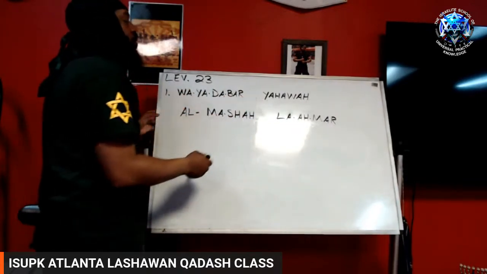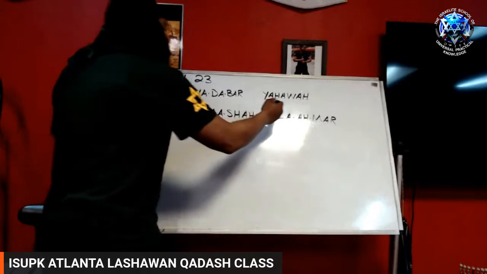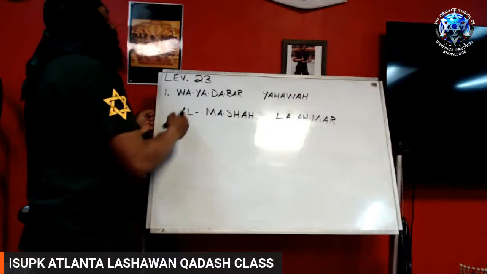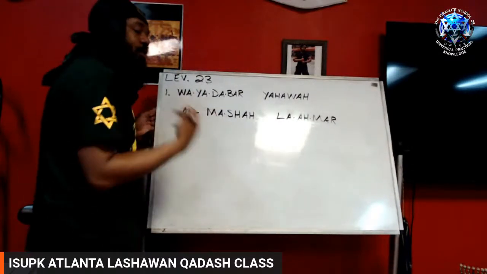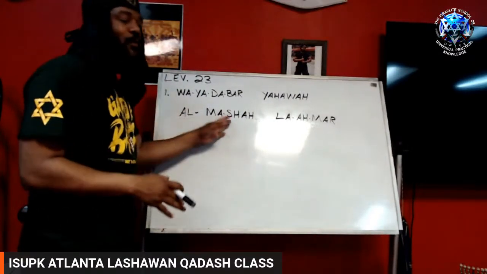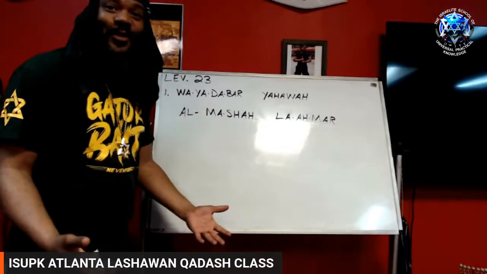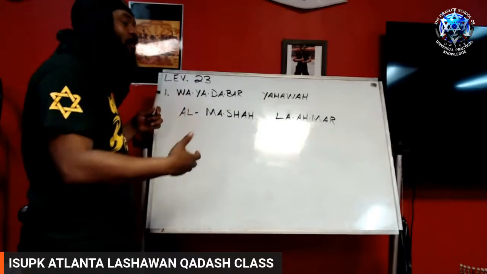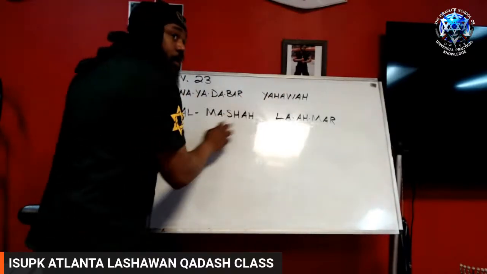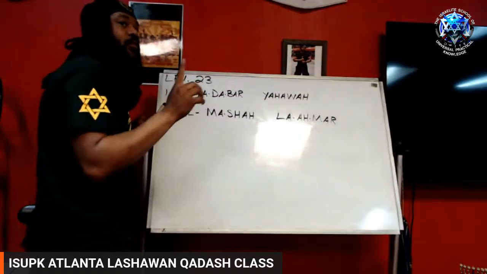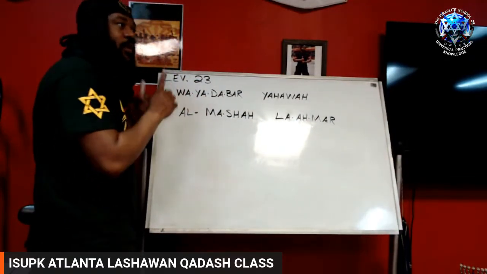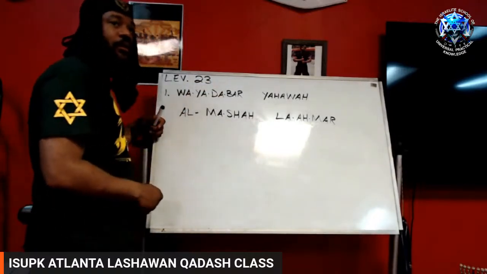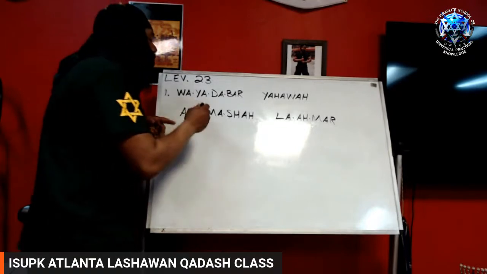Waya Dabar Yahweh, Al Mashah, La Amar. All right, so the more you do this, it's easier to do this one because it's the shortest verse in the chapter. You might be tripping over a few words, whatever. But this is the beauty of it: when it comes to Leviticus, and Deuteronomy especially, they repeat a lot of the verses, so you're going to see a lot of the same words.